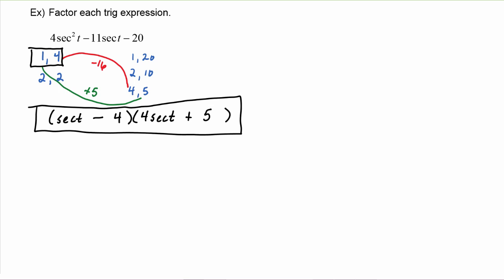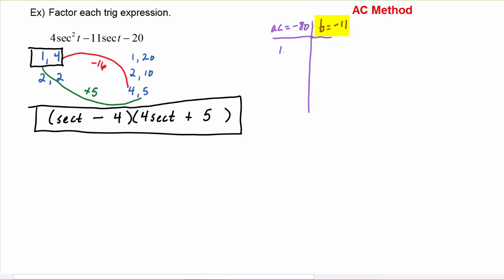Now, if you had done this with the AC method, you would have said the AC term was negative 80, and the B term was negative 11. So you would have gone through looking for the factors of negative 80 that add to be negative 11. So we would have said 1 and negative 80. And the reason I'm putting the negative on the larger magnitude number is because I know my sum needs to be negative. So of course that would be negative 79.